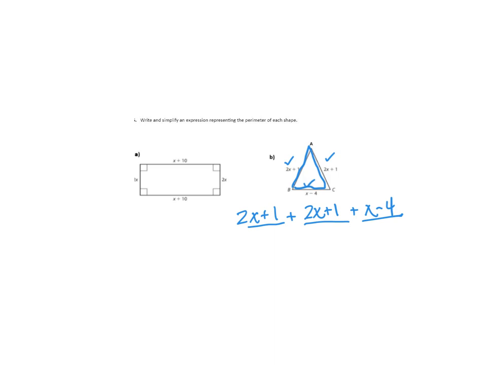And then I go about combining like terms. And if you need to change that to subtraction, I can put my x's together. And I get 5 x's, and I add my constants together. 1 plus 1 minus 4. So 1 plus 2 minus 4 is minus 2. So then my final perimeter will be 5x minus 2.